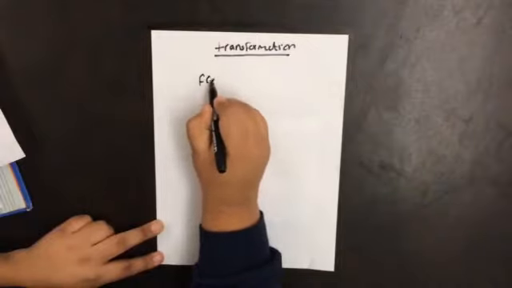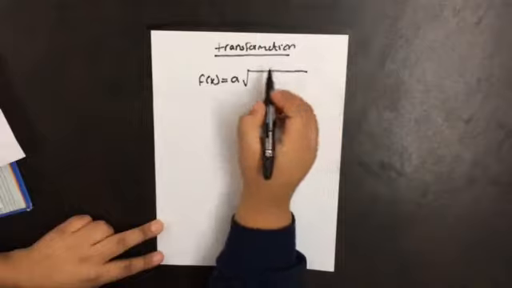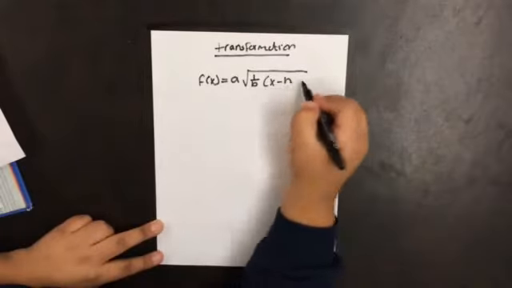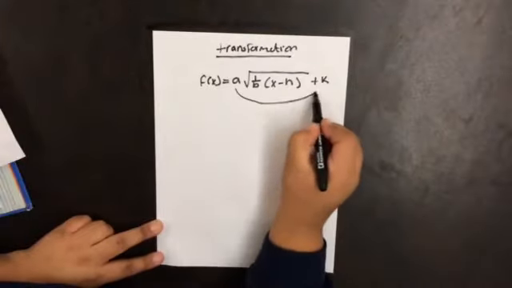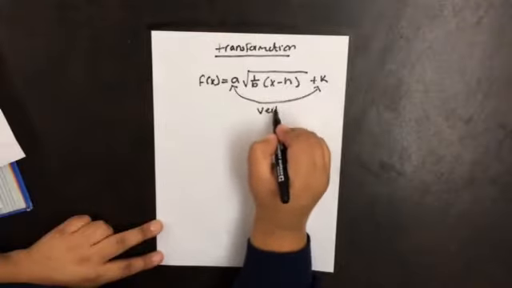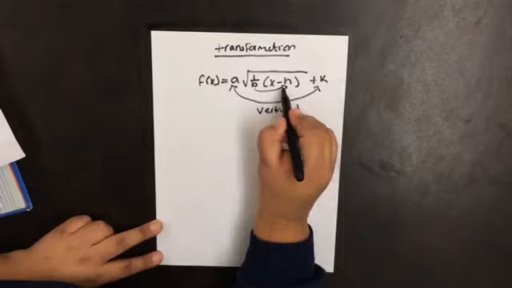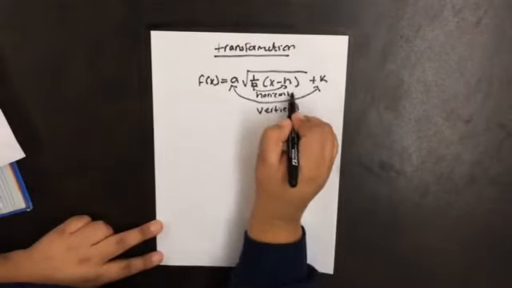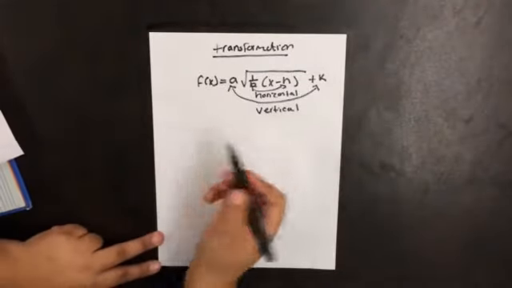So we have f of x equals a times the square root of 1 over b times x minus h, plus k. Your a and your k, those are your vertical transformations. And your b and your h, those are your horizontal. Okay, so let's start with vertical movement.